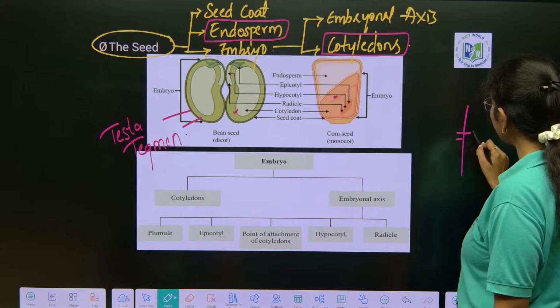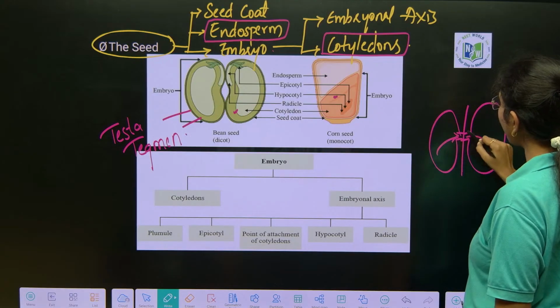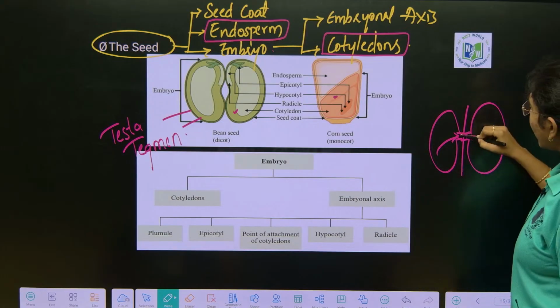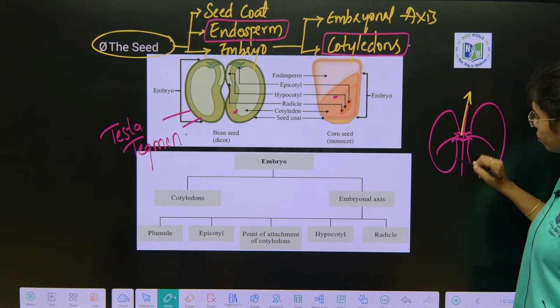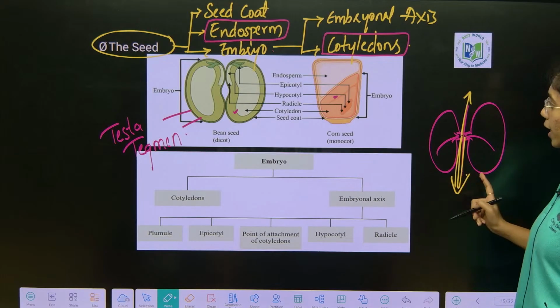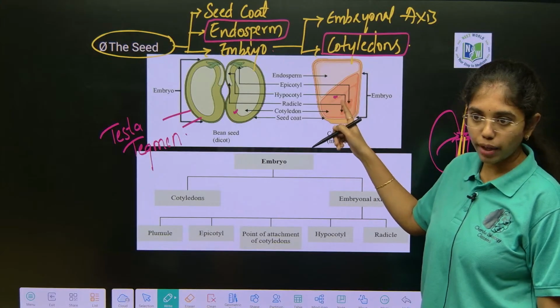Two cotyledons will be there. These two cotyledons will supplement the embryonal axis with nutrition, so that the upper shoot will grow, the plumule will develop into the shoot, and the lower root system will be developed. Okay, this is in the dicots. In monocots, how it will happen, I already told you in the monocot embryogeny.